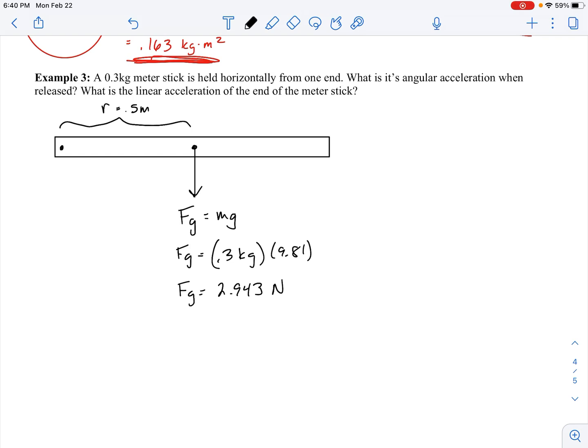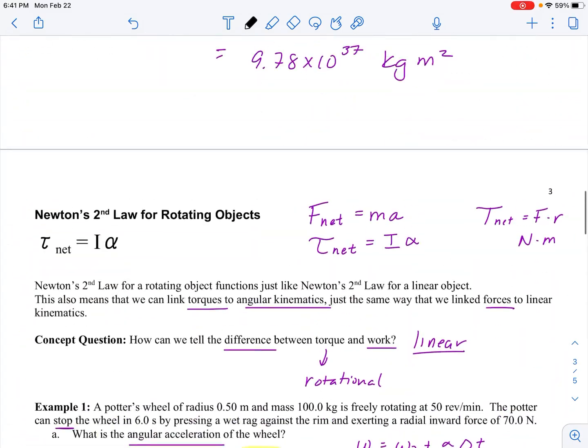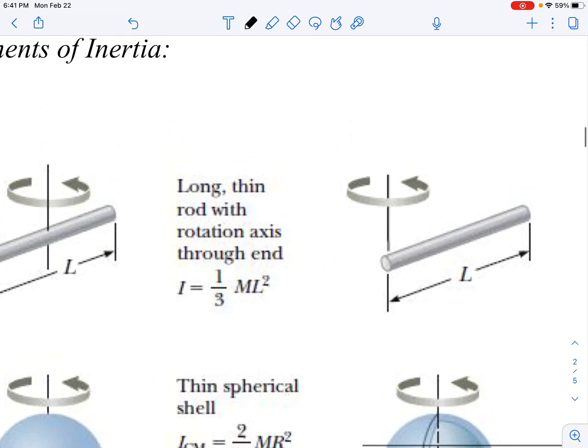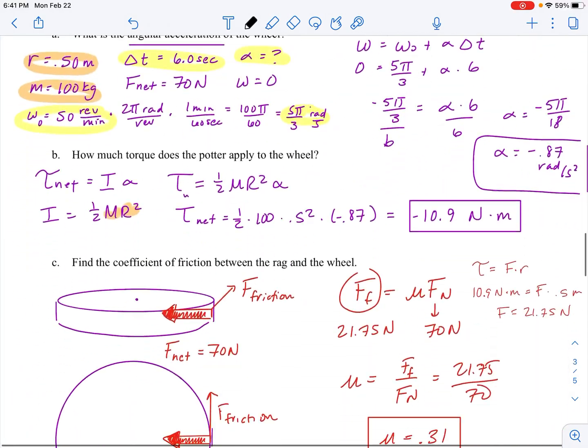Okay, now this is going to create a torque. The torque is going to be the moment of inertia times the angular acceleration. And the torque is also the force times the distance. The force and the distance are perpendicular here, so I'm not going to worry about the rest of the formula. What I do need is the moment of inertia of a stick held at one end, and that is 1/3 ml squared.